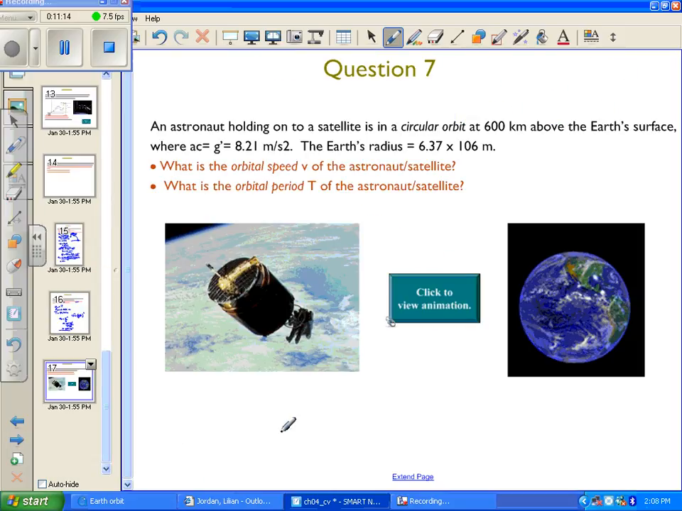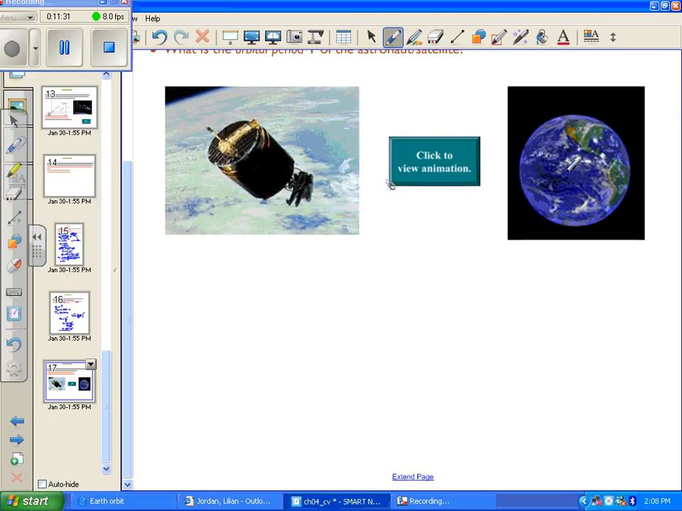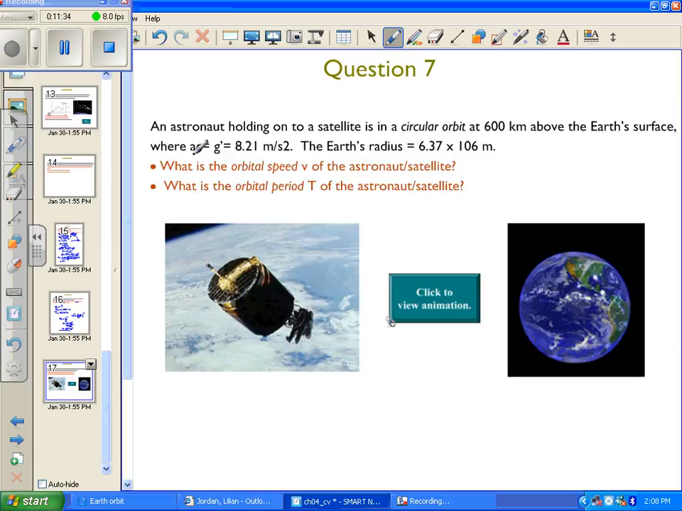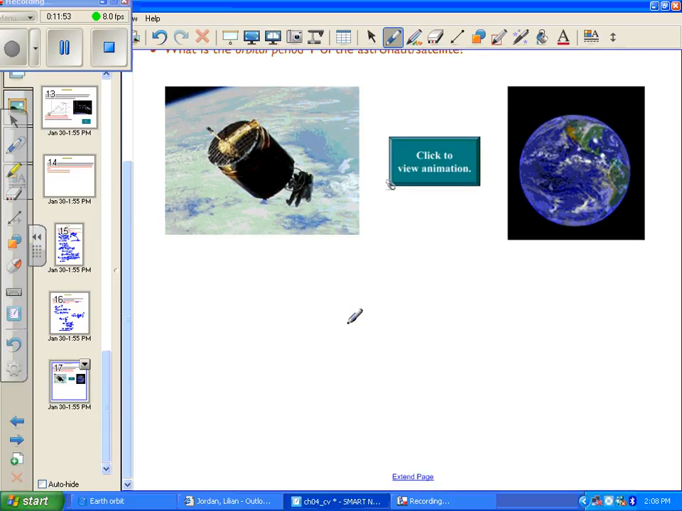Next problem. Here, question 7 tells us that an astronaut is holding on to a satellite which is in circular orbit at an altitude of 600 kilometers above the Earth's surface. Here, the value of g, which is related to centripetal acceleration, is 8.21 meters per second squared. Again, we know the radius of the Earth. We're asked to determine the orbital speed of the astronaut satellite and the orbital period of the astronaut satellite. Well, let's see.